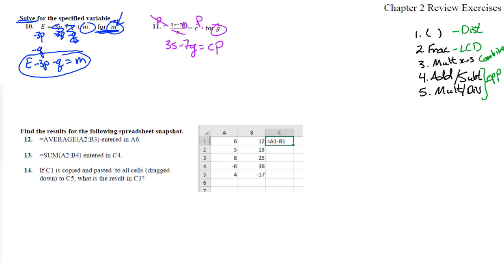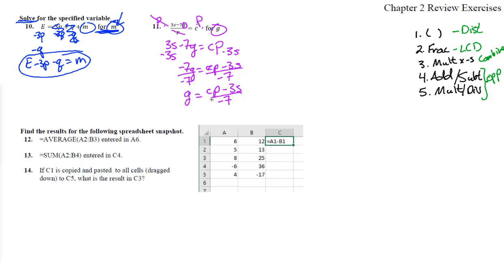Do we have any multiple G's? We're looking for G here. No, there's only one G sitting right there. So now step 4, we've got to get rid of any addition or subtraction. We've got to get rid of this positive 3S. Minus 3S from both sides, and we get negative 7G equals CP minus 3S. And last step, get rid of that minus 7 by a division because it's multiplying. Divide by a minus 7. So G equals CP or PC, either one, minus 3S over negative 7.